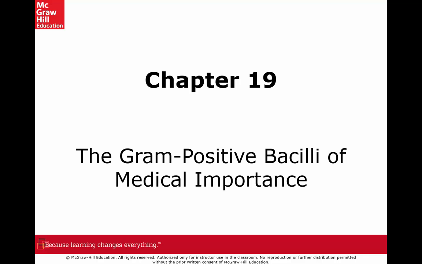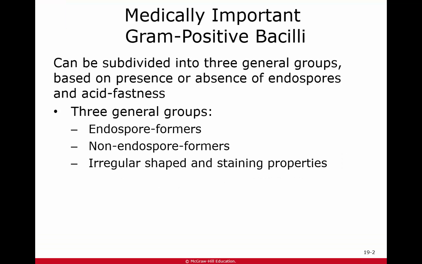Okay, we've gotten all the way to chapter 19, and we're going to start talking about our gram-positive bacilli, especially those that are of medical importance. We can subdivide these into three general groups based on whether or not they have endospores and if they're acid-fast. The three general groups are your endospore formers, the non-endospore formers, and those that have irregular shapes and staining properties.